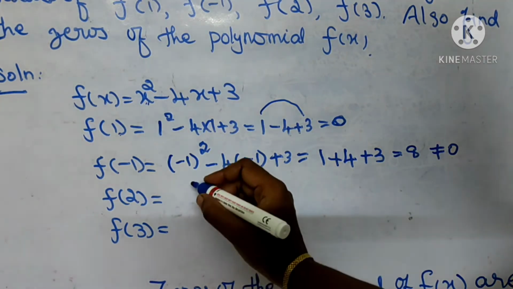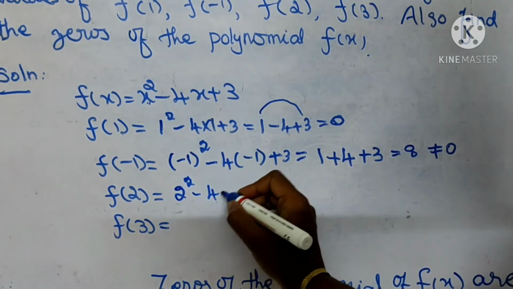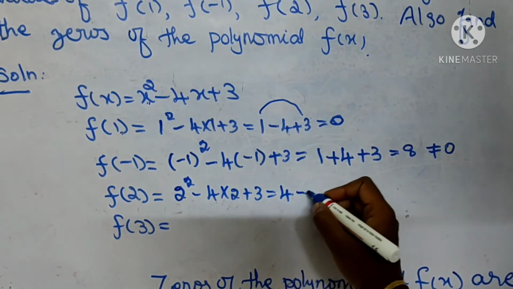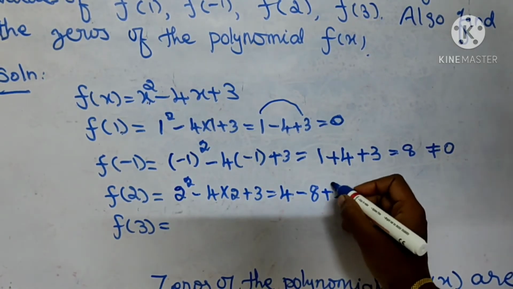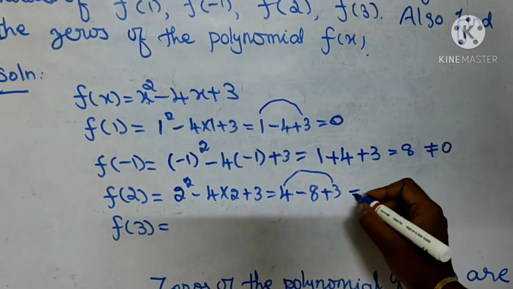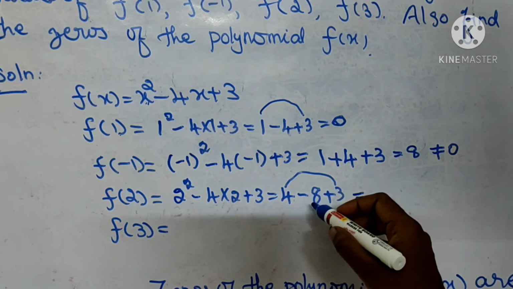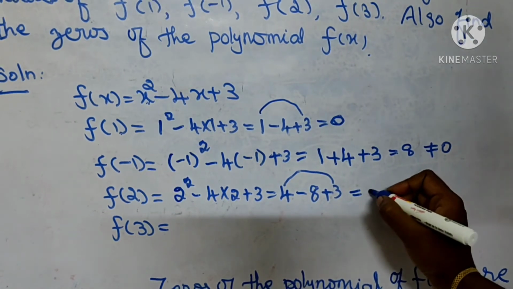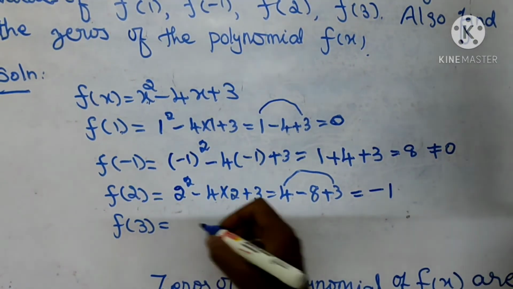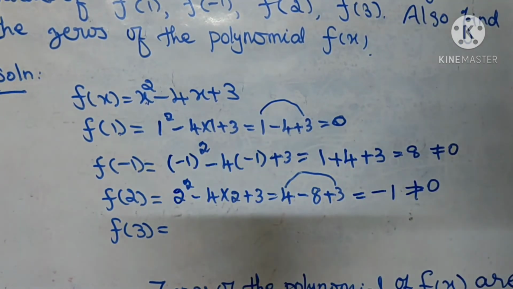Next, find f of 2. Substitute 2 in place of x. So 2 square minus 4 into 2 plus 3. 2 square is 4, minus 4 twos are 8, plus 3. We add the positive terms, 4 plus 3 is 7. So 7 minus 8: one number is positive and the other is negative, so we subtract and take the sign of the greater number. The greater number's sign is minus, so we get minus 1. This is not equal to 0, so 2 is not a zero of the polynomial.